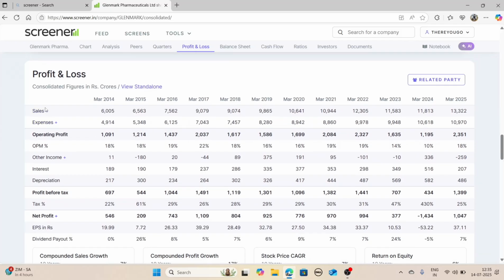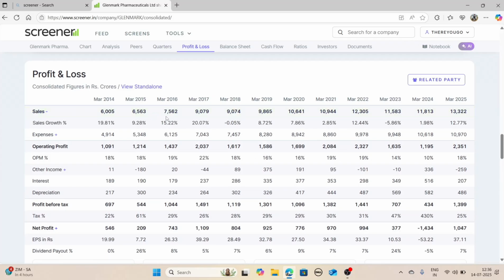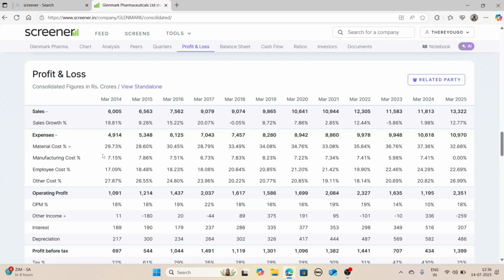Let's see the profit and loss account. We can say that they have doubled their sales from 6,000 to 13,000, more than double, we can say that. But it is during the duration of 10 years.